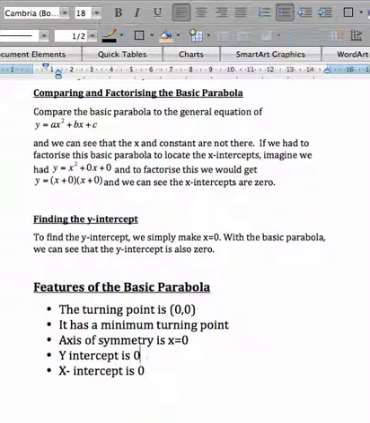So the basic parabola, its turning point is (0, 0) at the origin. It has a minimum turning point. We'll understand in a second what we mean by a minimum turning point. The axis of symmetry is where x is equal to 0. And like I said, we will come back to this. The y-intercept is 0 and the x-intercept is 0. Okay, that's pretty straightforward.